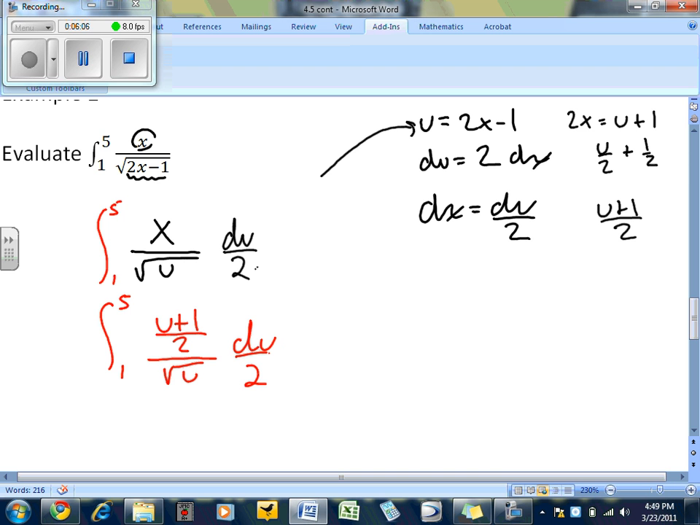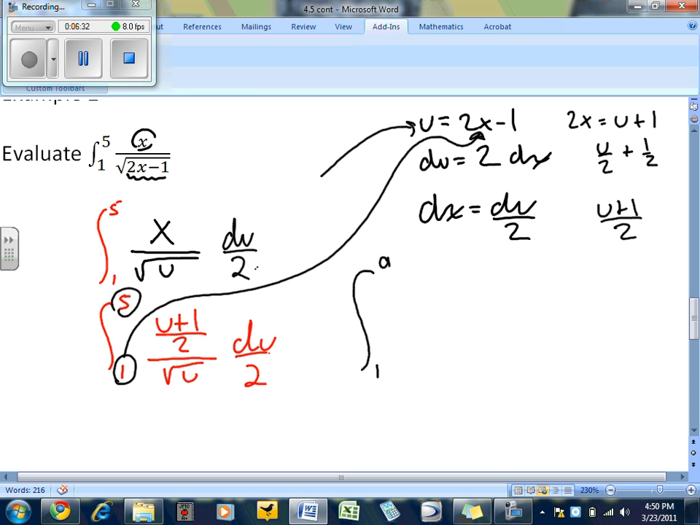Since we're in terms of u, we might as well change our upper and lower limits now, so when we get done, we just evaluate it in terms of u. So our new lower limit, when we plug 1 back in for x, u is going to equal what? 2 times 1 is 2, minus 1 is 1. So our new lower bound is going to be 1. And our new upper bound, we plug 5 in: 10 minus 1 is 9, so 9.